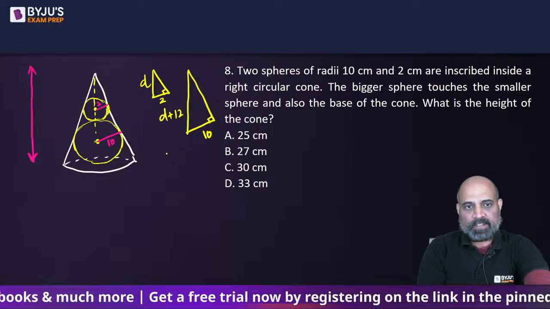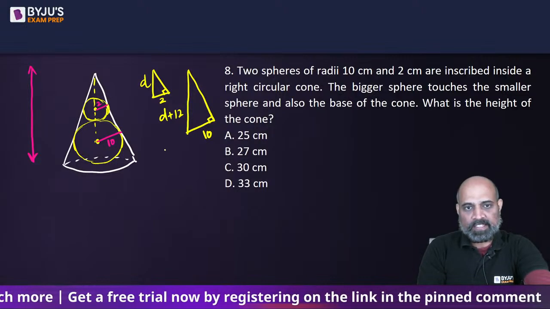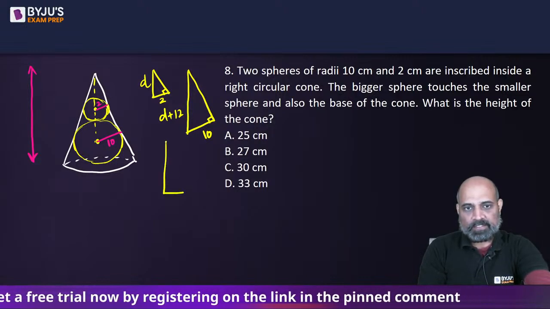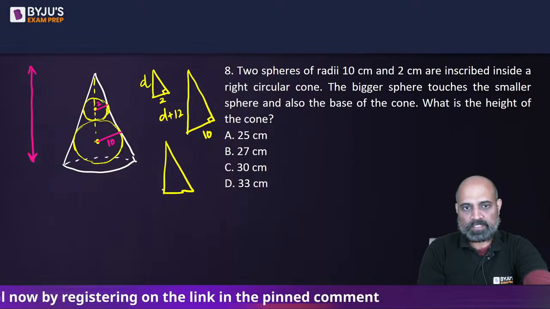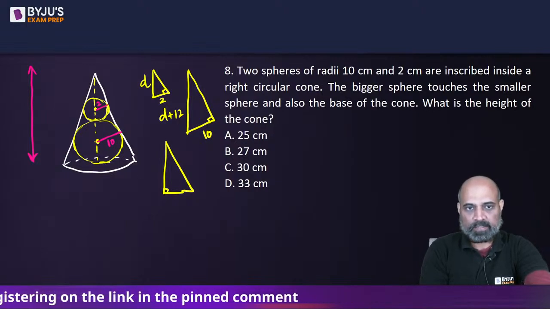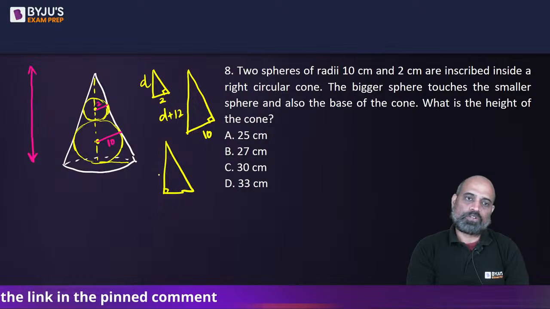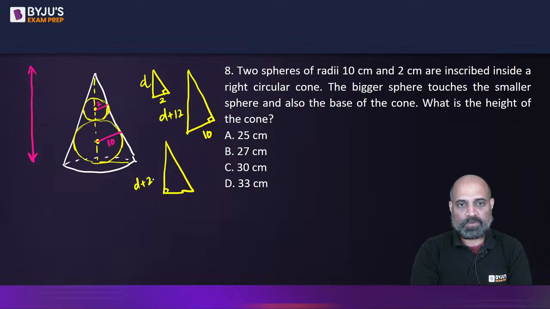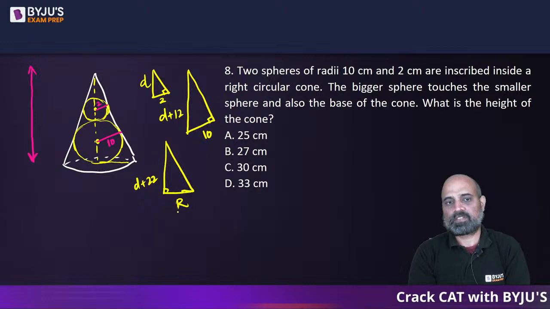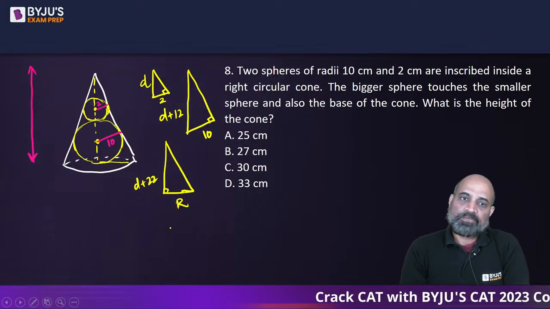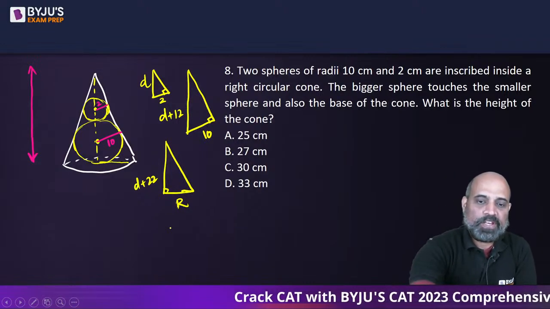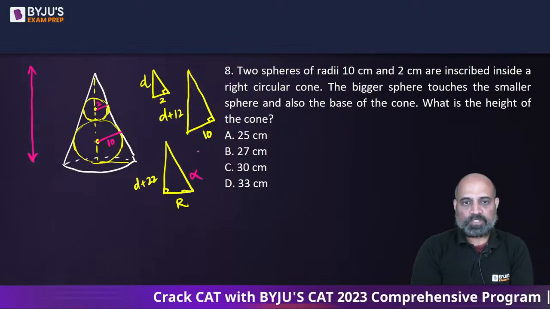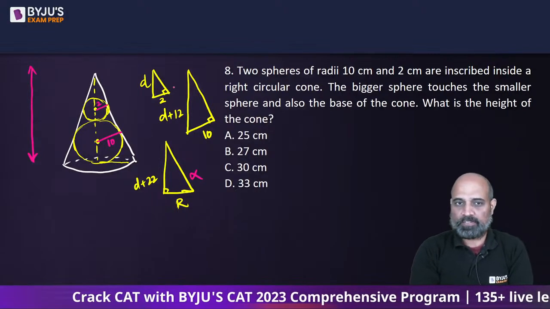And if we take the entire right angle triangle, as in the whole distance up to here, this is d plus 2 plus 10 plus 10, which is d plus 22. And we don't know the radius, the larger radius. Well, we don't have to use this because there are two variables involved, d and r. We can simply use this.